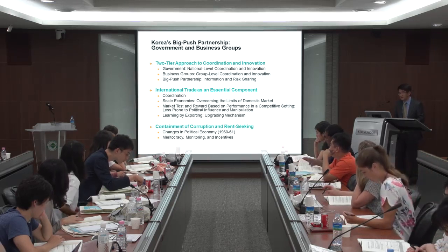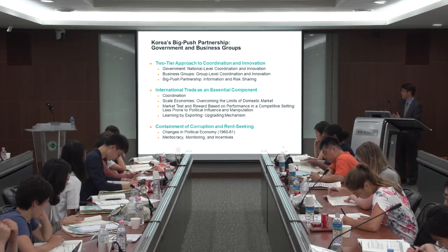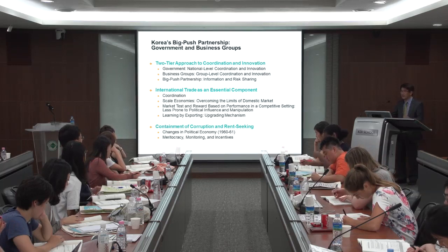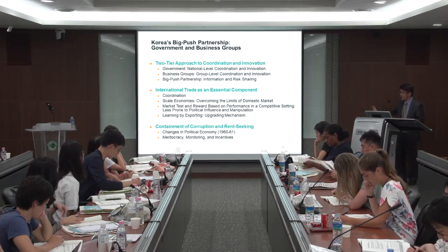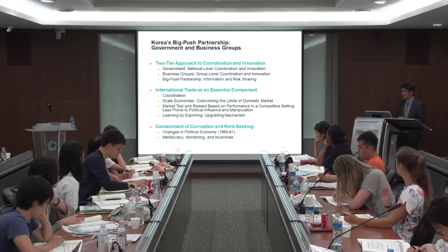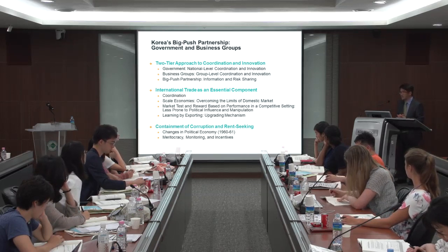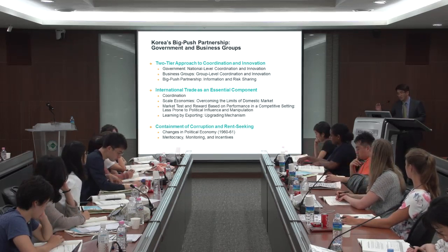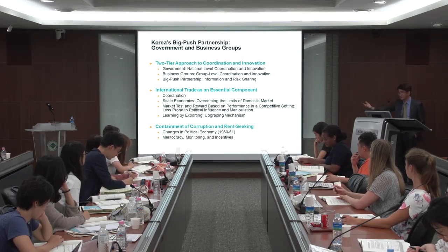The first is the two-tier approach to coordination and innovation. The government drafts a national level development plan and tries to coordinate economic activities and provide support for R&D and other innovative activities. But these are sort of indicative plans. The government is not instituting, say, a communist command economy and trying to dictate what each factory and individual must do, but rather it is presenting a blueprint.